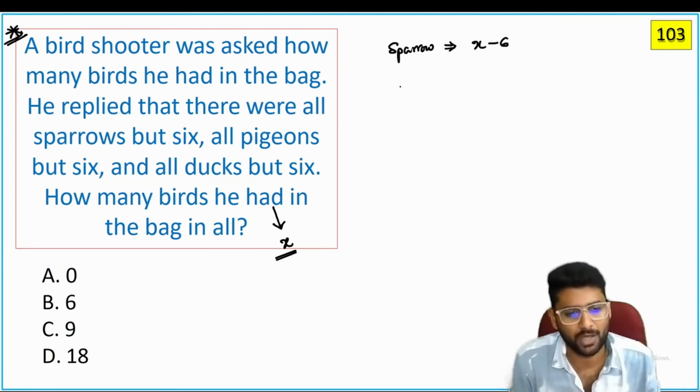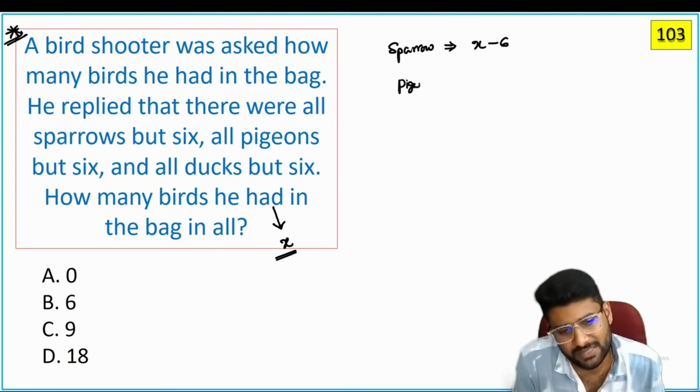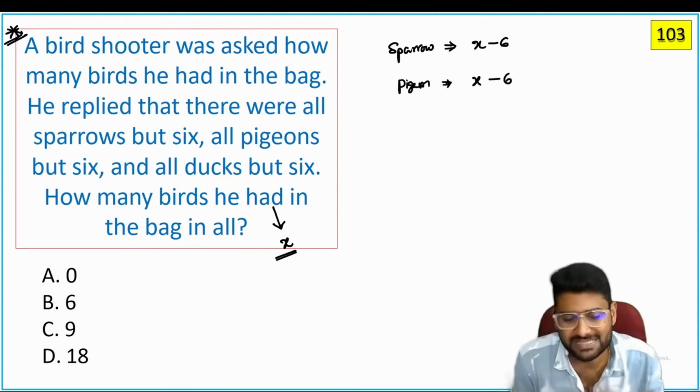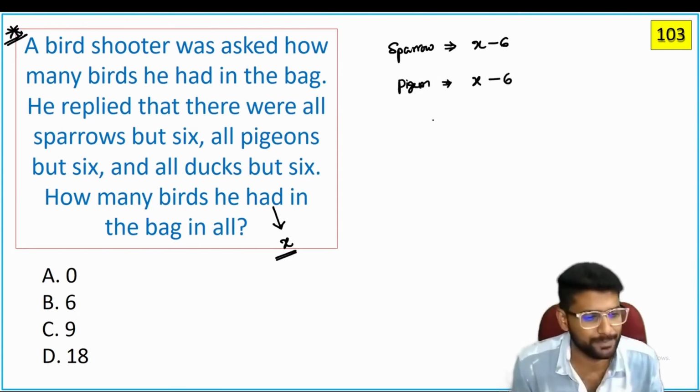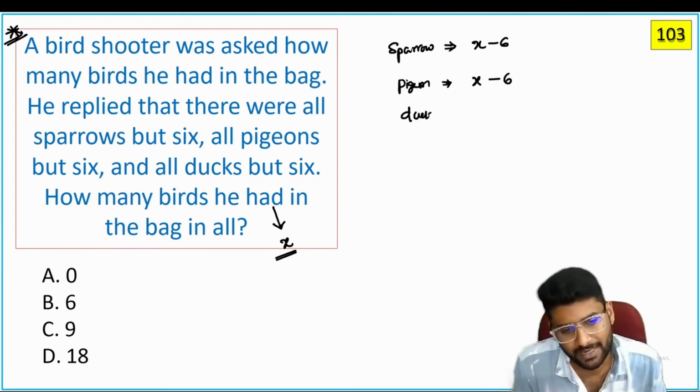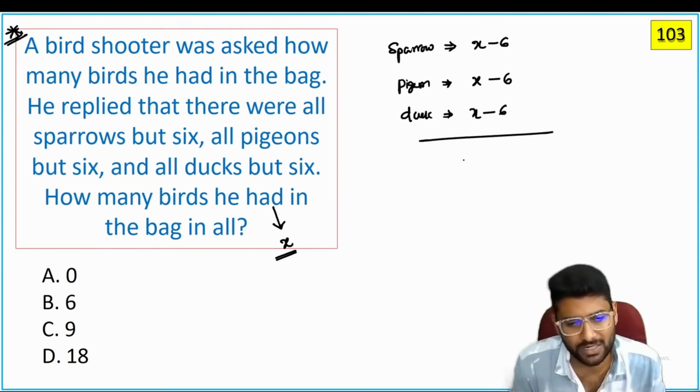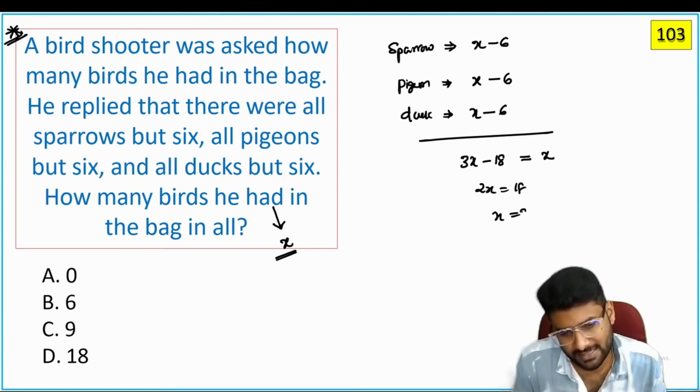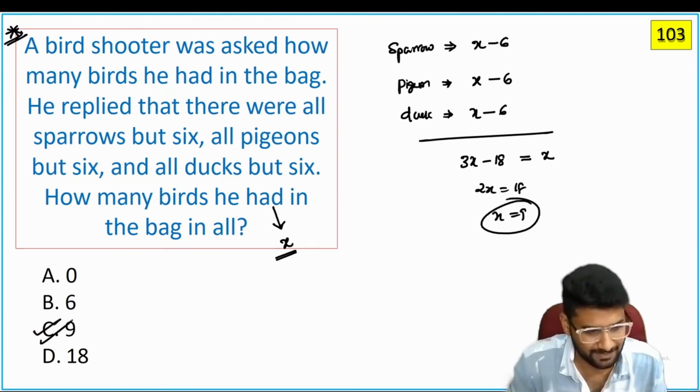That is the meaning. What about pigeons? He uses the same meaning here. All are pigeons but 6 means except 6 all are pigeons. Again duck also says all are ducks except 6. Now if we count, the total number of birds is exactly equal to 3x minus 18, which is equal to the total birds. Now you will get 2x equals 18, then x equals 9. The answer is 9.